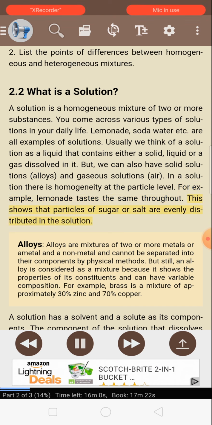This shows that particles of sugar or salt are evenly distributed in the solution. Alloys are mixtures of two or more metals or a metal and a non-metal and cannot be separated into their components by physical methods. But still, an alloy is considered a mixture because it shows the properties of its constituents and can have variable composition. For example, brass is a mixture of approximately 30% zinc and 70% copper.